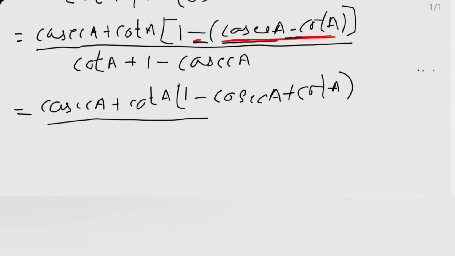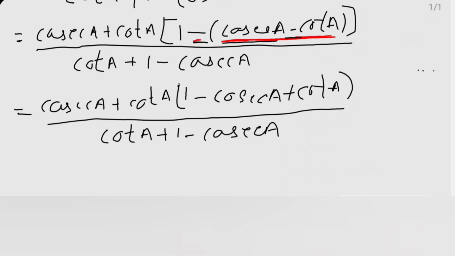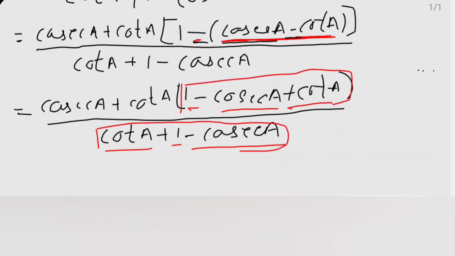So this divided by cot A plus 1 minus cosec A as it is. So now observe here, in the numerator 1 minus cosec A plus cot A and the denominator also 1 minus cosec A cot A. So these two terms are the same, then these two get cancelled.